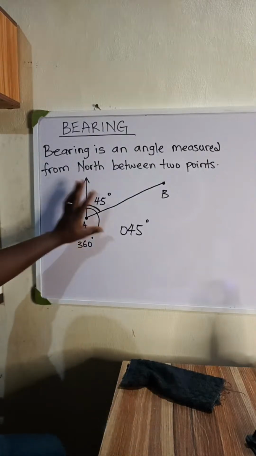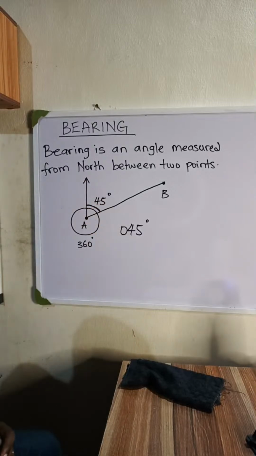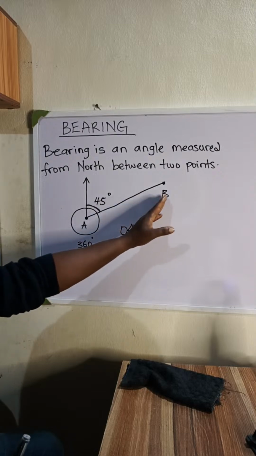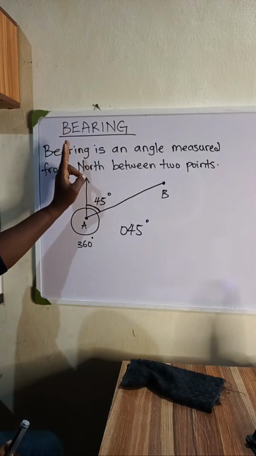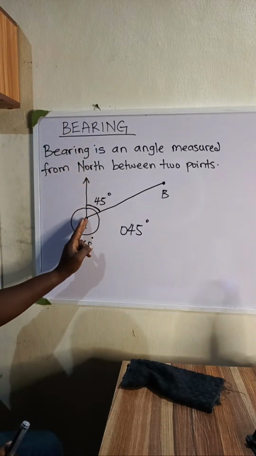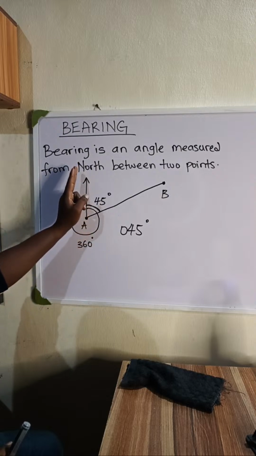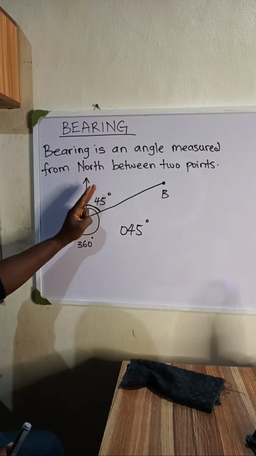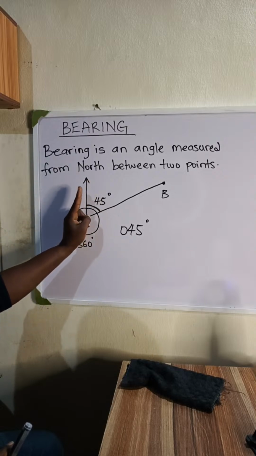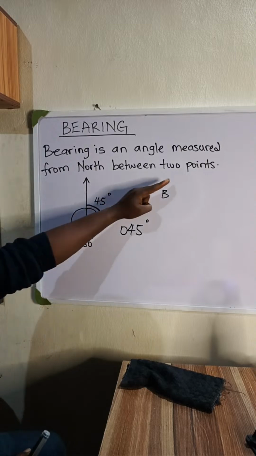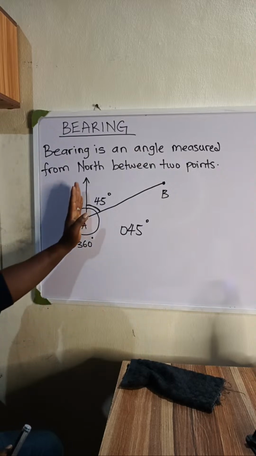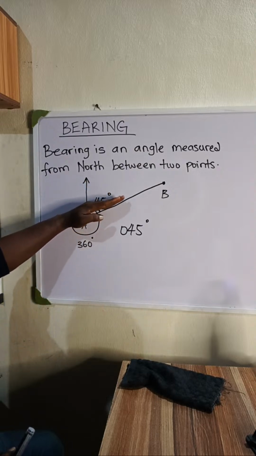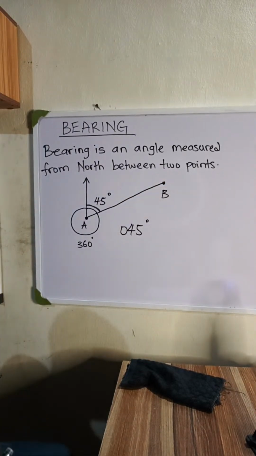Okay, so from this diagram, there are 3 things we should take note of. To get the bearing of B from A, you imagine yourself standing here and facing the north. Okay, the first thing you do, you imagine that you are standing at A and you are facing the north. And then you turn clockwise, not anti-clockwise. You turn clockwise until you are facing the direction of B. Okay, that becomes the bearing of B from A.